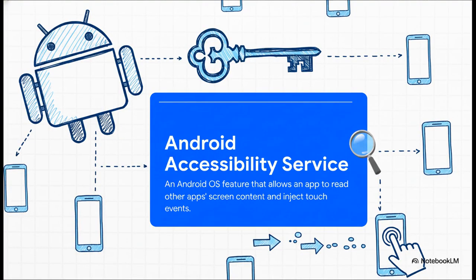Now, to really get what ZeroTap does, you need to know about one crucial piece of Android technology, the accessibility service. This is a super powerful feature that's built right into the operating system. And with your permission, it lets one app read the screen content of other apps and even perform taps for you. It's basically the master key that unlocks all of this on-device automation.